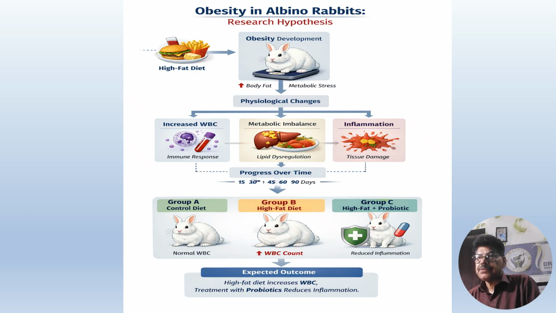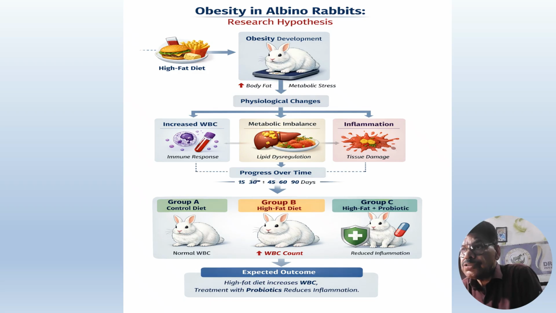A high fat diet may cause obesity development, leading to increased body fat and metabolic stress. Physiological changes that increase the WBC immune response and metabolic imbalance may cause lipid dysregulation, and the inflammation may cause tissue damage.